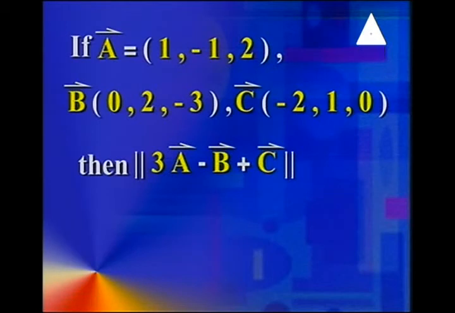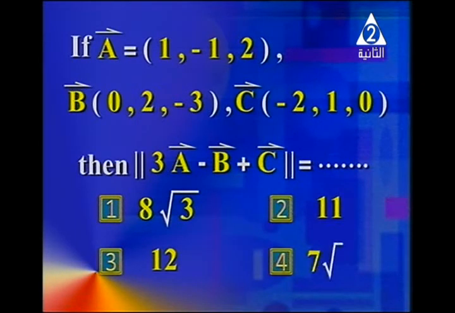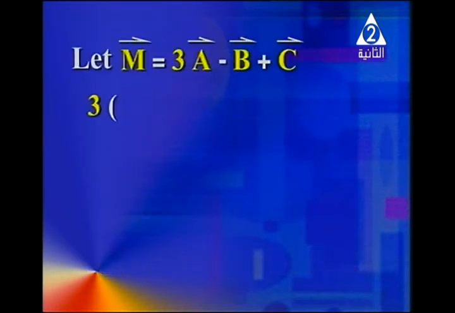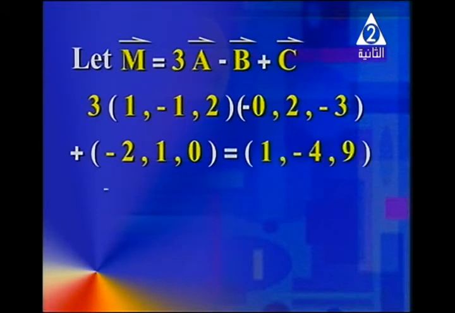If vector A equals (1, -1, 2), vector B equals (0, 2, -3), vector C equals (-2, 1, 0), then what is the norm of 3A - B + C? Equals what? 8√3, 11, 12, or 7√2. Look at vector M equals 3A - B + C: multiply vector A by 3, minus vector B plus vector C, answer (1, -4, 9).